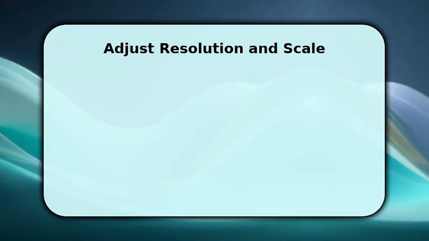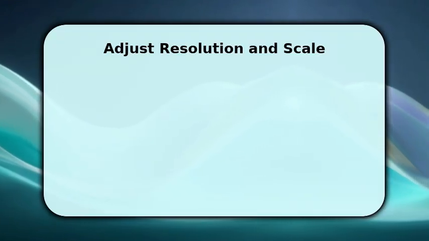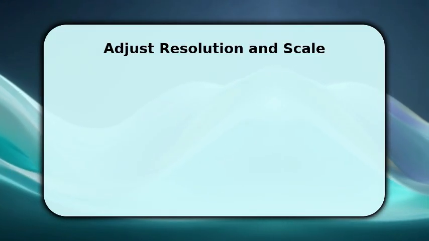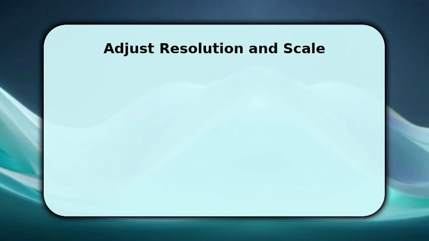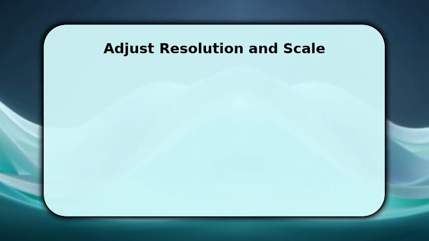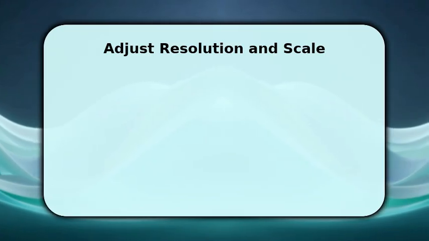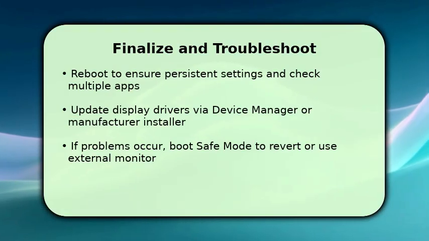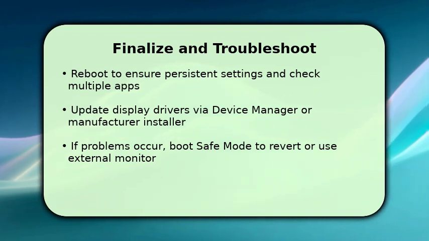If the OS lacks options, you open your GPU control panel to create a custom resolution or scaling override. Make sure to apply and wait the full 15 seconds so the system commits settings before proceeding. You finish by rebooting to confirm changes persist across startup, then open several typical apps to verify layout.